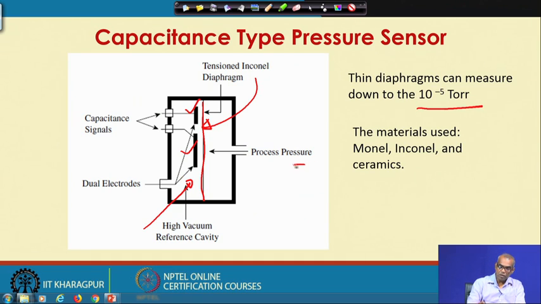Now, when we apply pressure, that means when this is connected to the vacuum source, you will have the gap changed. So, you will get an electrical signal as output. So, this way a capacitance type pressure sensor can measure low pressure up to 10 to the power minus 5 torr.